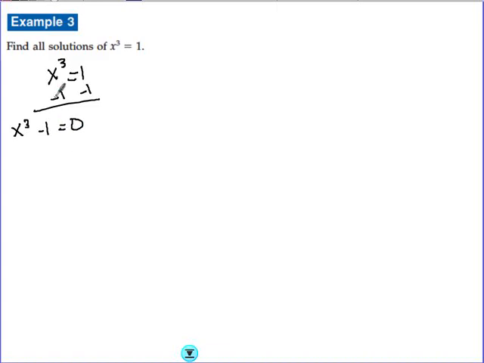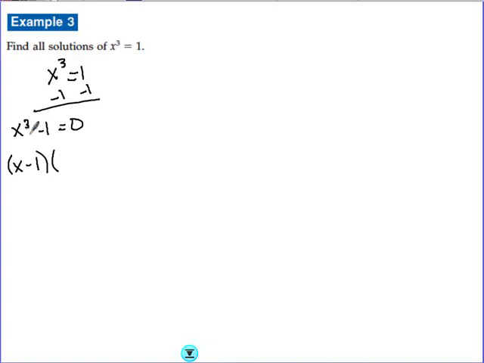So now I can start to solve it or factor it. Recognize that this is a difference of cubes, so I'm going to factor it the way that we learned how to factor difference of cubes. So I have x minus 1, so keep the same sign for the first parentheses.